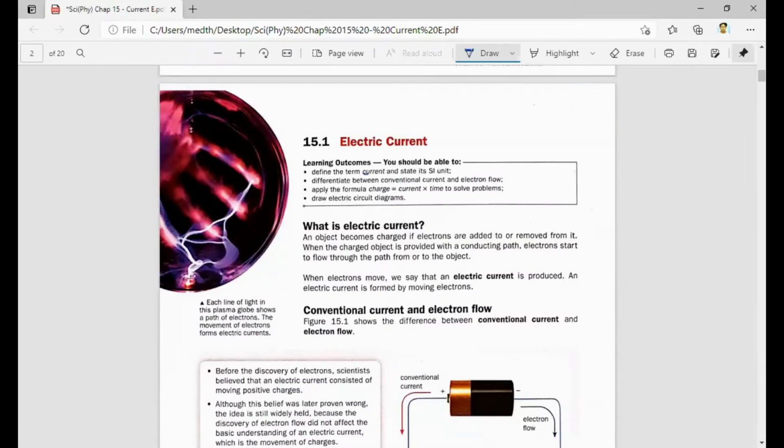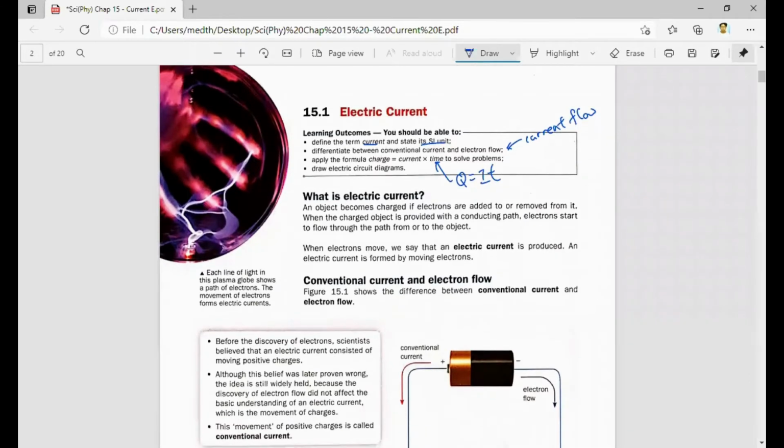We're going to define the term current and state its SI unit. We're going to differentiate between the two types of current flow. It is about current flow. We've got the conventional current and the electron flow. Next, we're going to learn how to apply the formula charge equals current times time, which is Q equals I times T. And last one, drawing electric circuit. I think this one, we won't go through too much in detail, but it's actually not so difficult. It's just a build up from your primary school details.